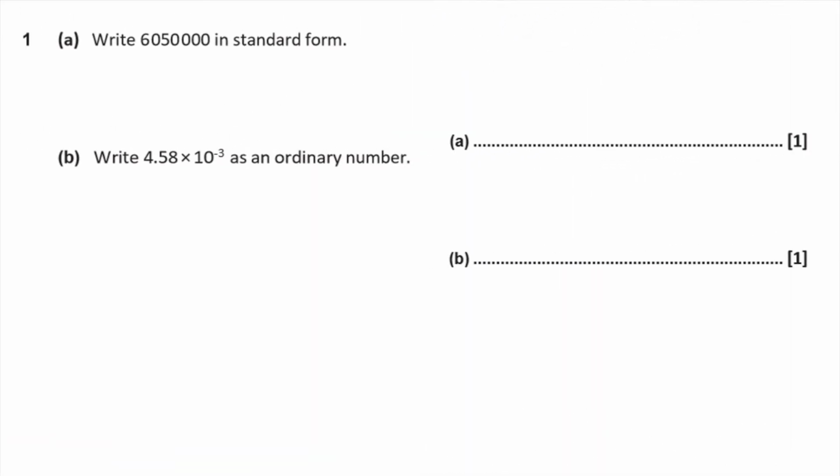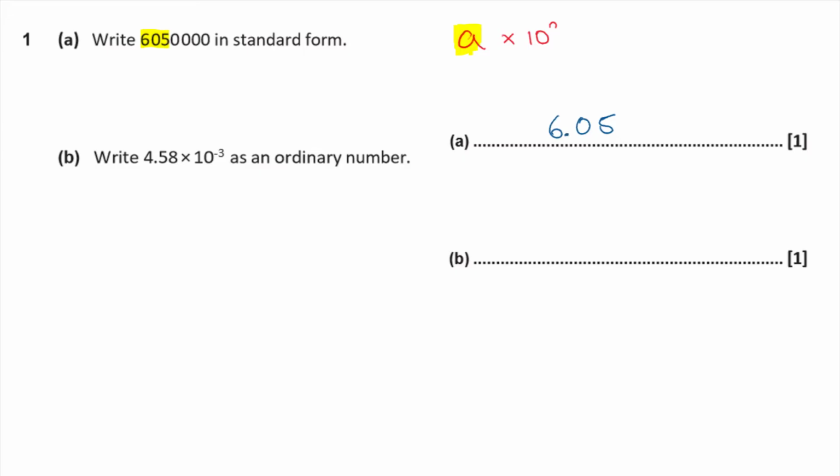Question 1a, write 6,050,000 in standard form. Okay, well, standard form consists of two parts. You've got a mantissa part, which is a number between 1 and 10, and then times by a particular power of 10, so a times 10 to the n. That's the sort of format that it's in. Now this part here, the a part, you get from the digits of your number, but you rewrite it as a number between 1 and 10, don't you? So rather than having 605, we're going to have 6.05.